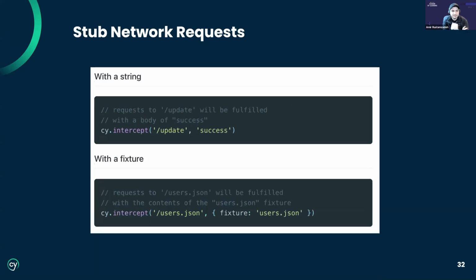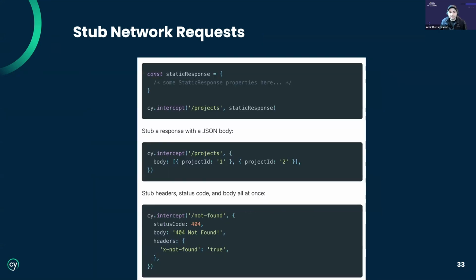You can stub network requests. The simplest scenario would be the first one, which is I just want to send a string success when I make a request to this update endpoint, which is very simple, and you probably wouldn't be doing this in real world scenarios. But if you need to mock a network request, you can do that in a myriad of ways. One simplistic version is in the second code block, where we're making a response with a data fixture for a users JSON response that we wanted. And this could even not be a fixture, but just a static object that you want to pass.